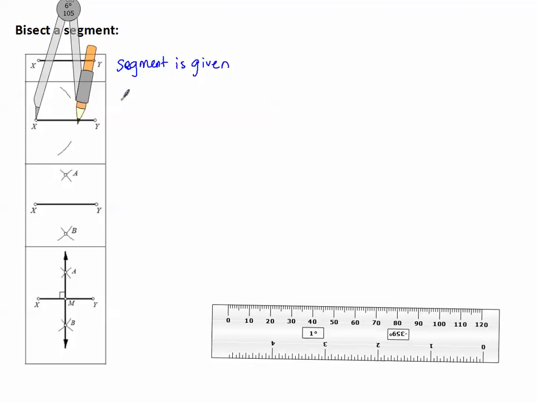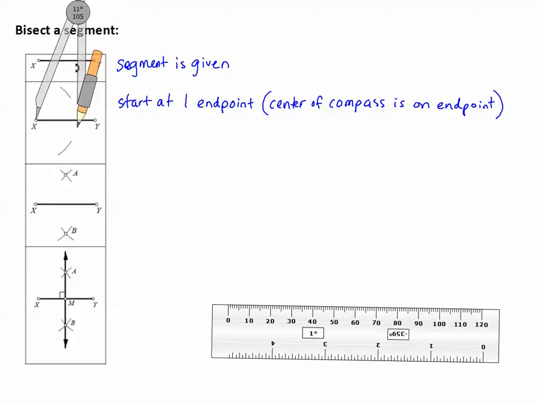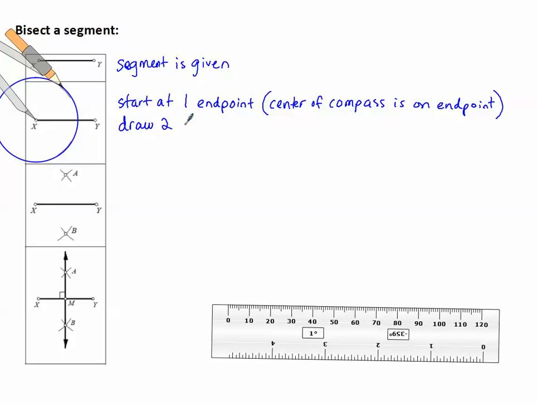So let's take note of what we're doing. Let's start at one endpoint. And what does it mean to start at one endpoint? It means the center of the compass, or the pointy part, is on an endpoint. From there, we can either draw an arc in two places, like you see on your notes, or if we prefer, we can draw an entire circle. So either we draw two arcs or one circle.